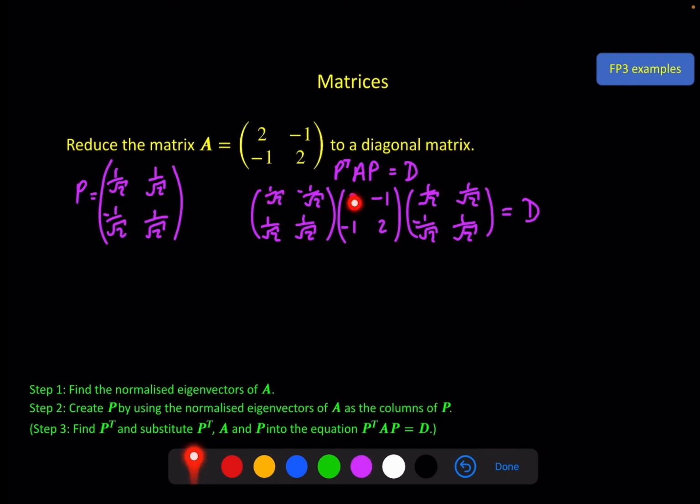So we get 2 over root 2 plus 1 over root 2. So here we have 3 over root 2. Then we have a minus 1 over root 2, minus 2 over root 2 is minus 3 over root 2. 2 over root 2 minus 1 over root 2 is 1 over root 2. And minus 1 over root 2 plus 2 over root 2 is also 1 over root 2. And then we have to multiply that by this one.